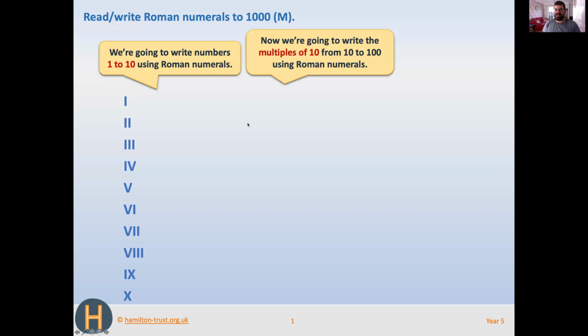There it is. 10 to 100. So again, we only use 3 symbols. We've already got X. We know X. Okay, then we got L, which is 50, all right? And we got C, which is 100, okay?